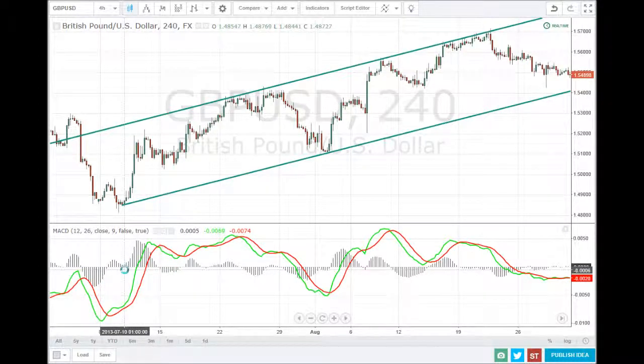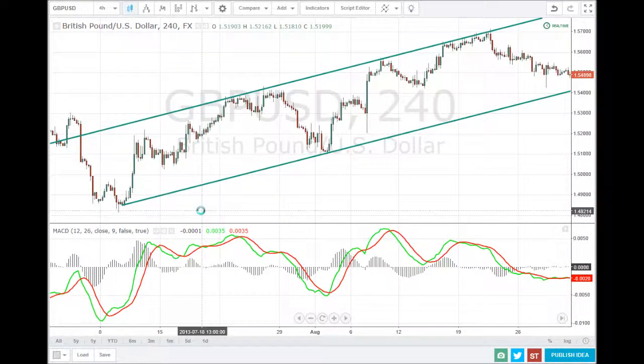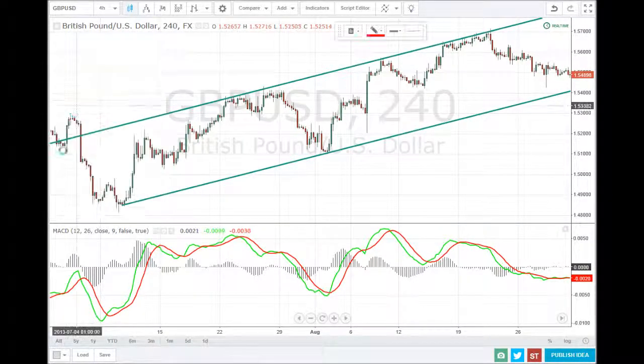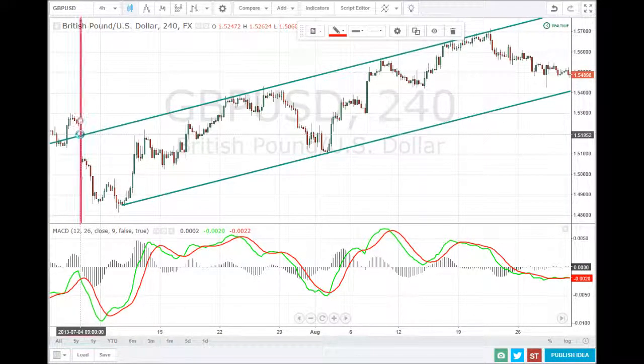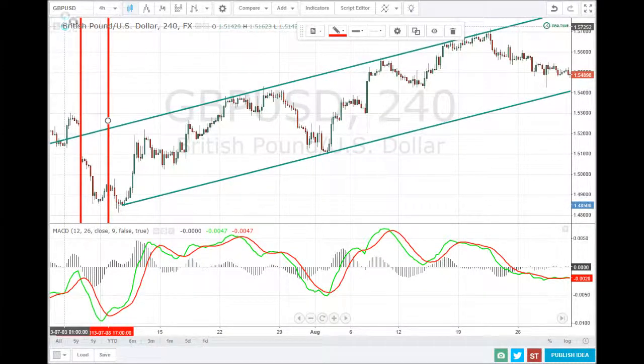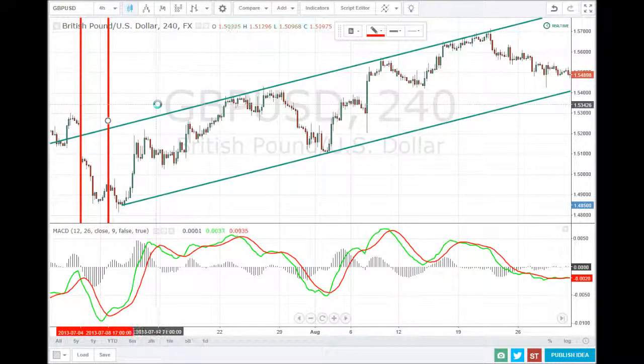So just to demonstrate the effectiveness of the MACD, let's mark these crosses and compare these MACD crosses to our actual price behavior on this 4-hour chart. I'll mark these with vertical lines. So that's our first cross. I've marked this line as we have a cross here, and let's just go through and mark these crosses.